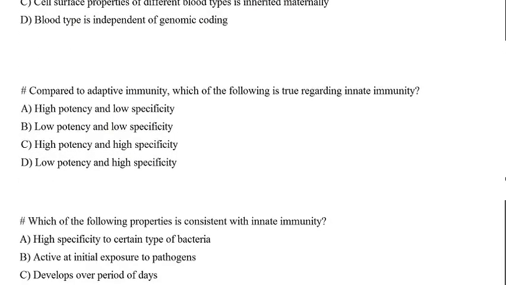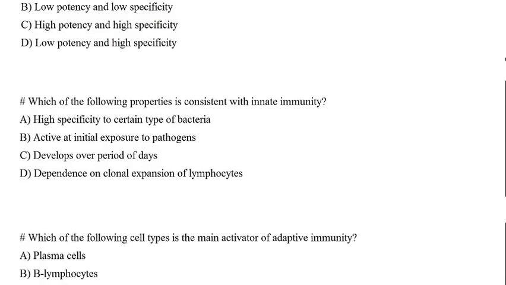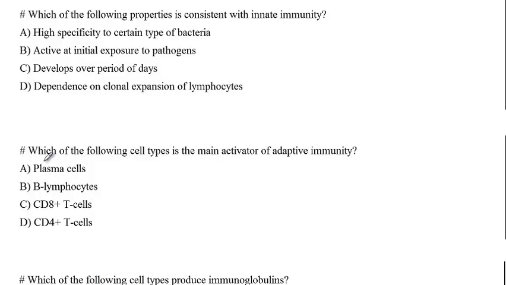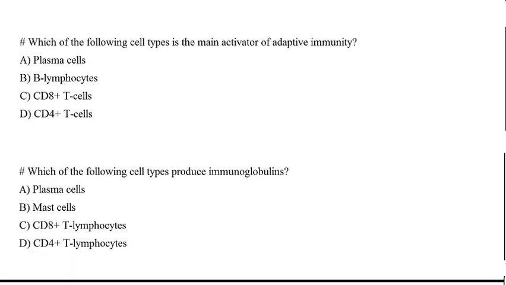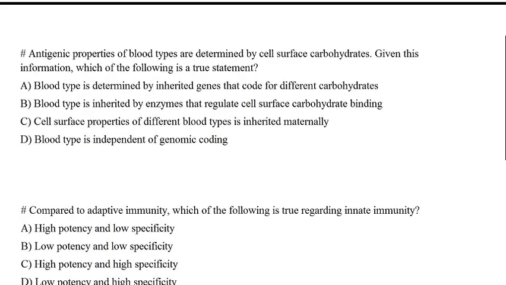Moving on to the next question. Compared to adaptive immunity, which of the following is true regarding innate immunity? Which of the following properties is consistent with innate immunity? And then the next question is, which of the following cell types is the main activator of adaptive immunity? So all these questions should be easy to answer after listening to this video. And then which of the following cell types produces immunoglobulin? So if you need more time, you can go ahead and pause the video.